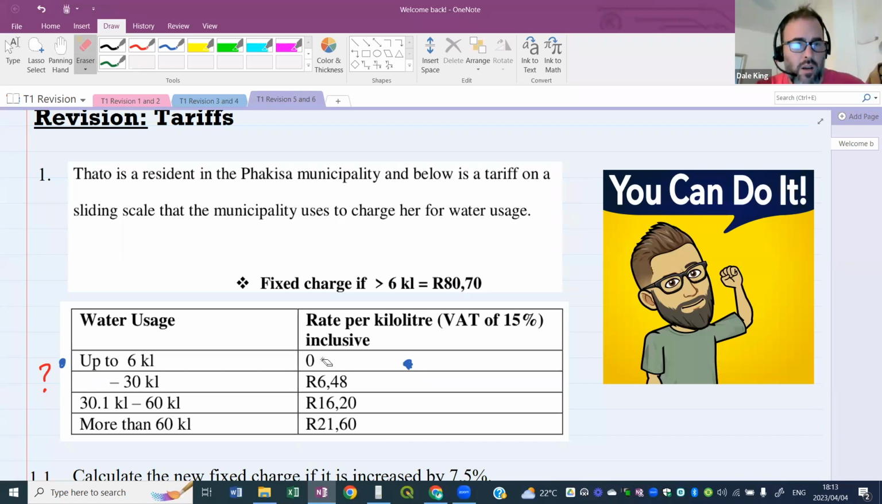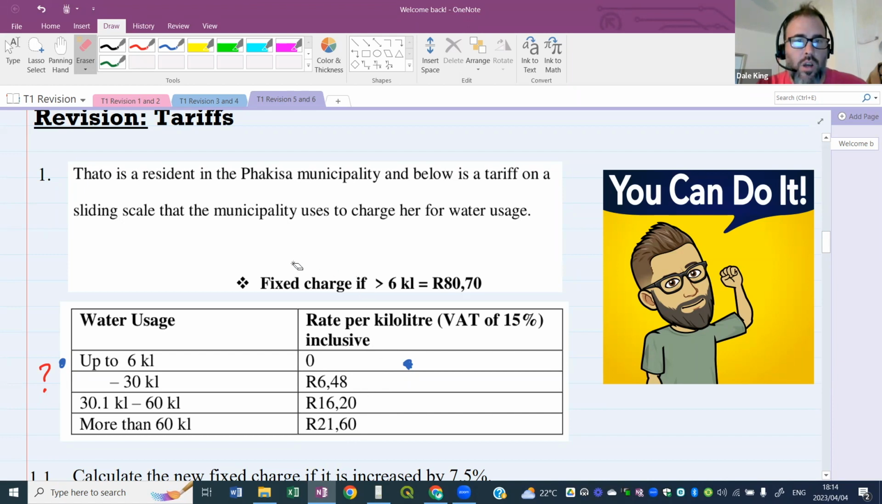From there onwards, you start getting tariffs. Now I want to have a look at this heading in the second column on the top right-hand side. It says rates per kiloliter, KL, VAT of 15% inclusive. So that means the VAT has been included in these rates. So we don't have to worry about adding VAT on at the end here. We have VAT inclusive rates here.